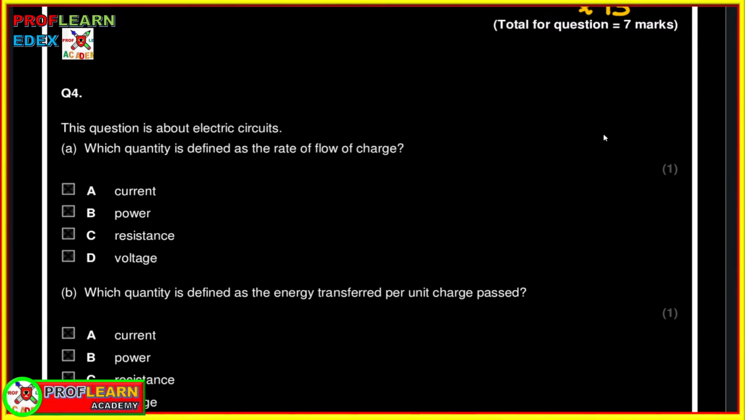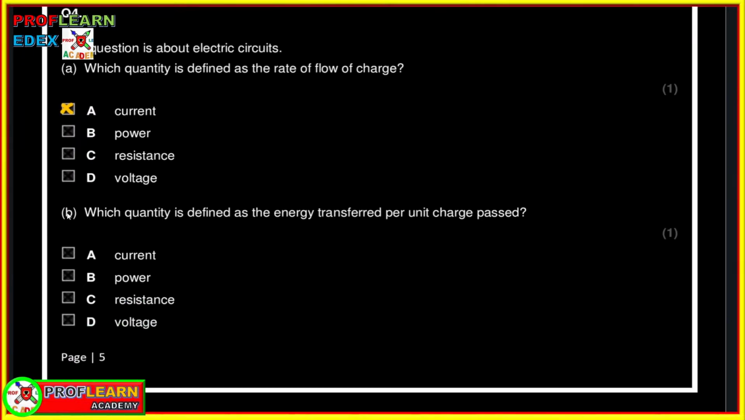So what is the answer? What do you think? This is correct, right? So the best option for that case is actually A.